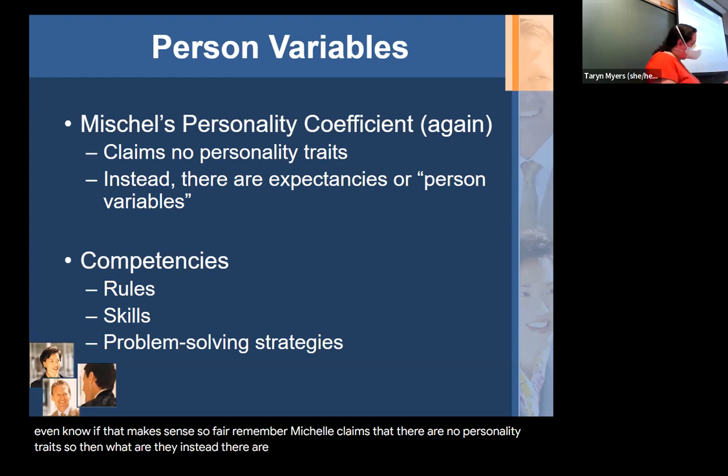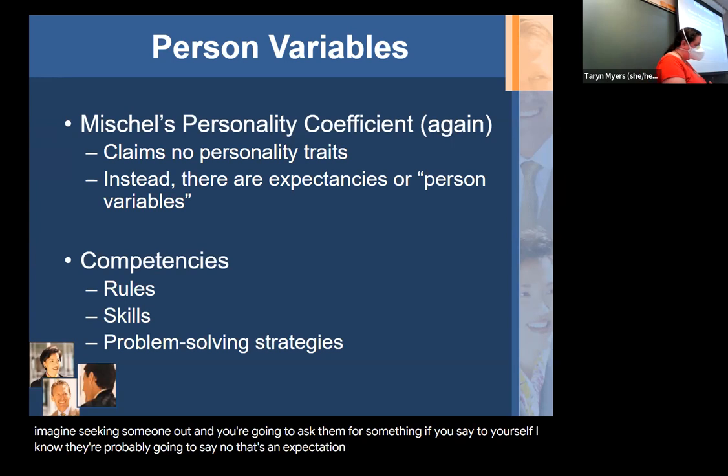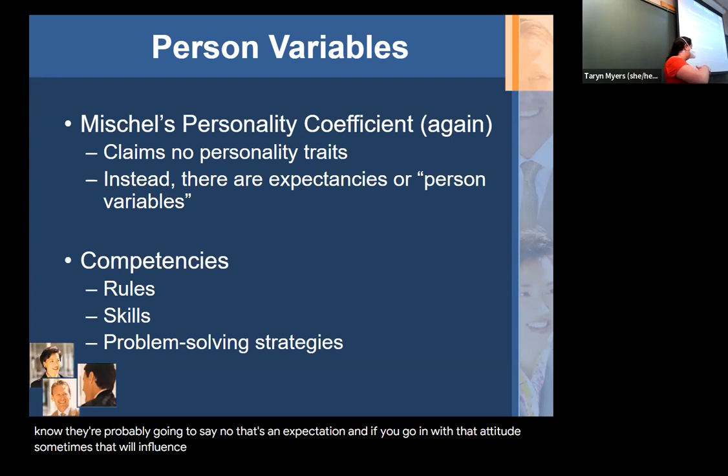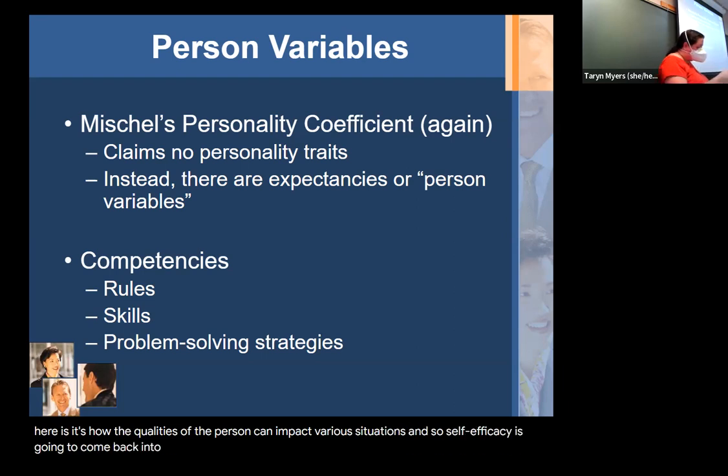Instead, there are expectancies. And what the heck does that mean? Well, imagine seeking someone out, and you're going to ask them for something. If you say to yourself, I know they're probably going to say no, that's an expectation. And if you go in with that attitude, sometimes that will influence that person's decision, whether to say yes or no, right? So the idea here is how the qualities of the person can impact various situations. So self-efficacy is going to come back into this.